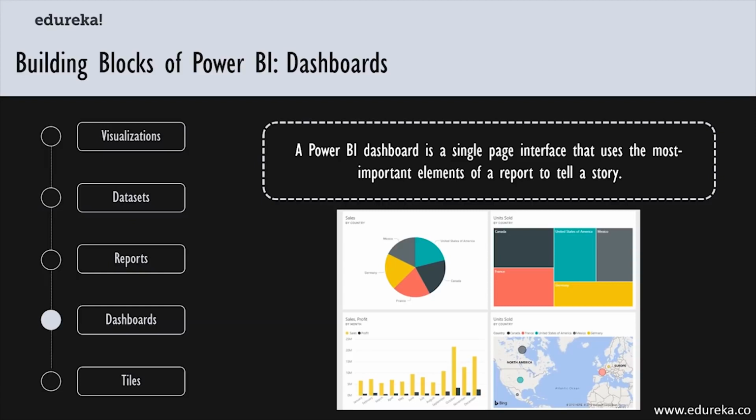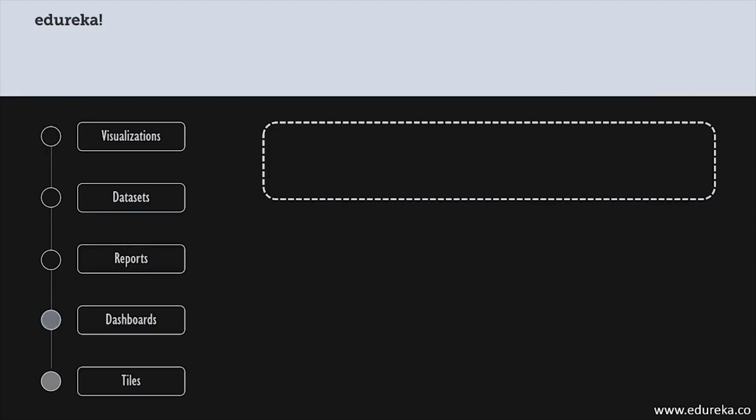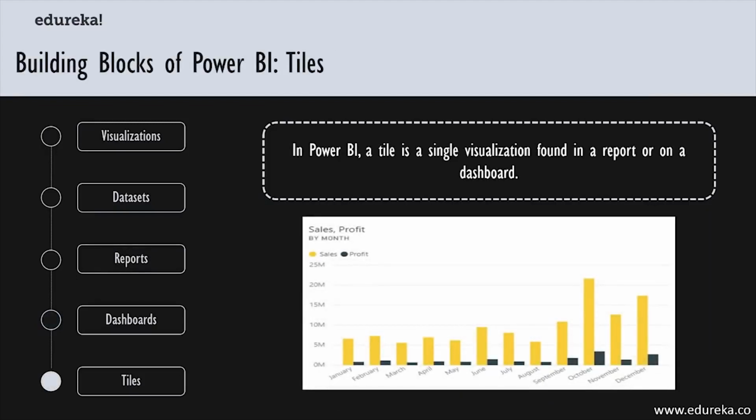Now, because this is limited to just one page, a well-designed dashboard contains only the most important elements of that story. The visualizations you see on the dashboard are called tiles and are pinned to the dashboard from reports. In Power BI, a tile is a single visualization found in your report or on a dashboard. It's the rectangular box that contains each individual visual. Now, Power BI gives you the freedom to move or arrange tiles so you can present the data the way you want to. Even while you're creating a report or dashboard, you can make the tiles bigger, change their height or width, and snug them up to other tiles any way you want.